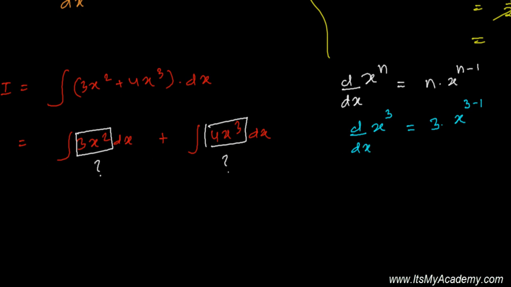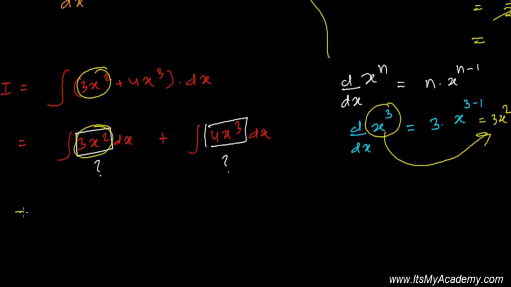Now I'm comparing everything step by step. When it is n, it means here 3. When it is n minus 1, it means here 3 minus 1, and that is equivalent to 3x squared, which is present here. So what I can say is that the derivative of x cubed is 3x squared. So directly I can write that 3x squared is the derivative of the function x cubed.